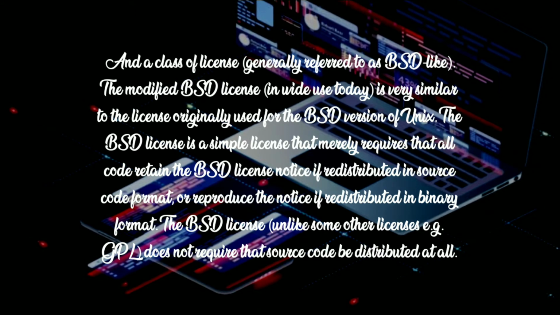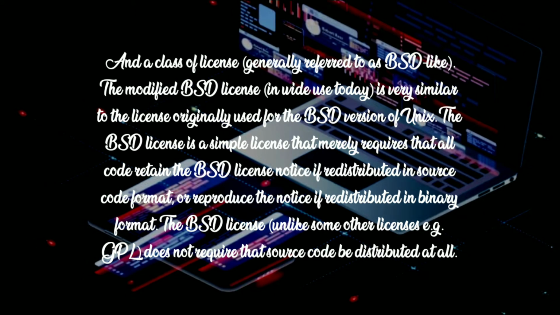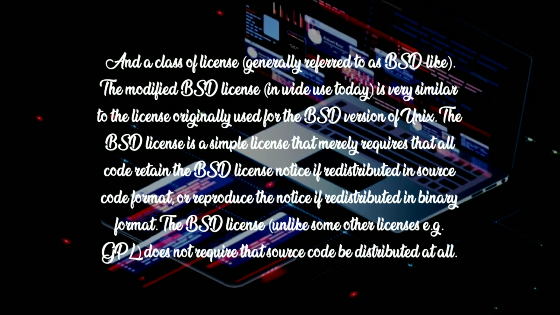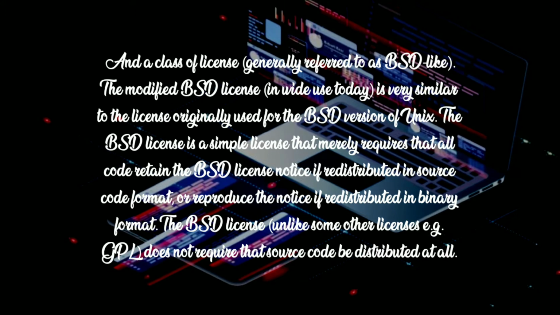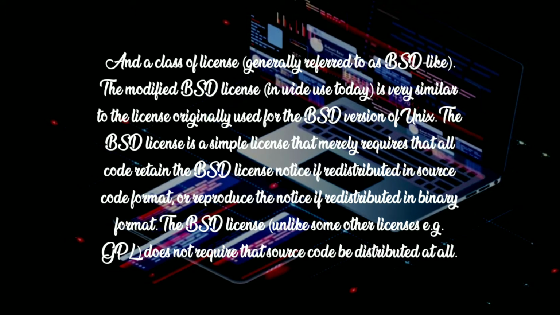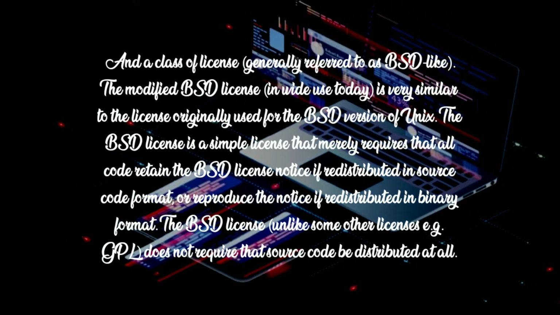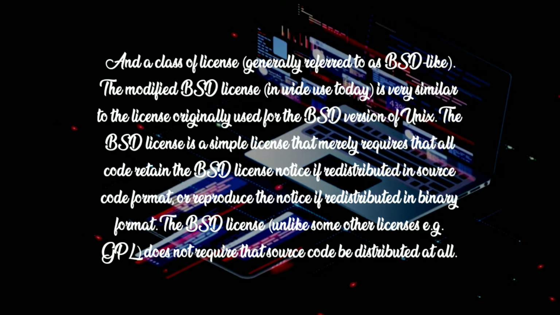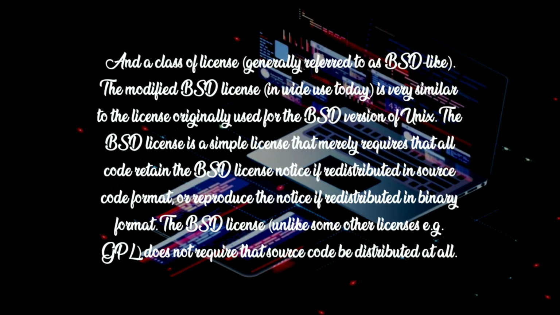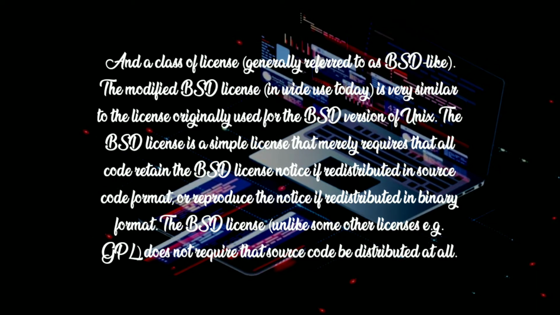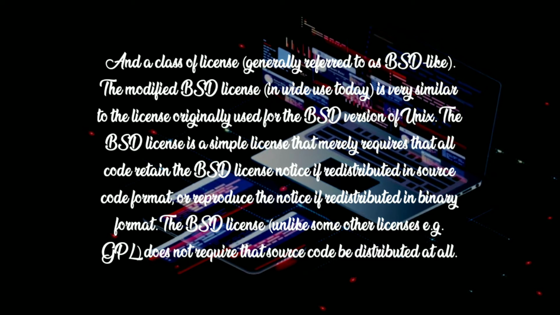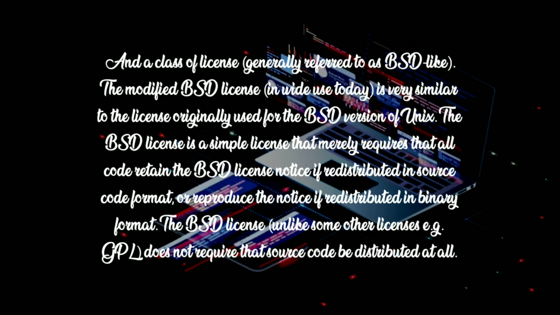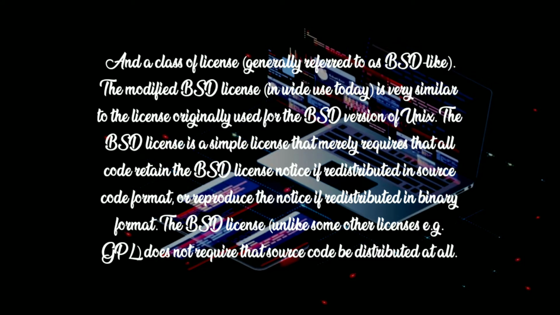The modified BSD license in wide use today is very similar to the license originally used for the BSD version of Unix. The BSD license is a simple license that merely requires that all code retain the BSD license notice if redistributed in source code format, or reproduce the notice if redistributed in binary format. The BSD license, unlike some other licenses, for example GPL, does not require that source code be distributed at all.